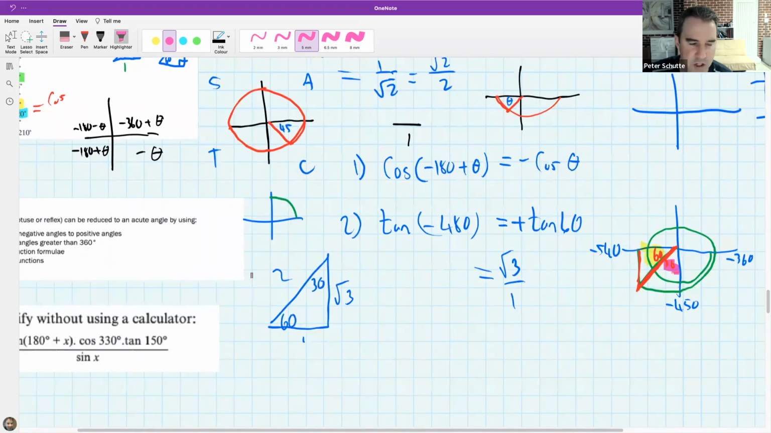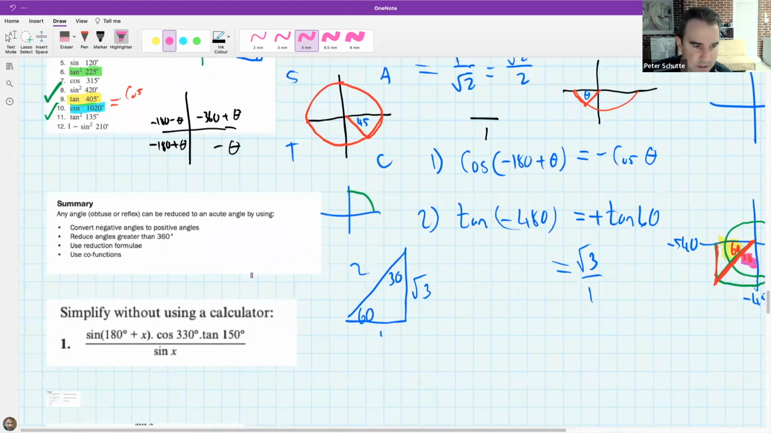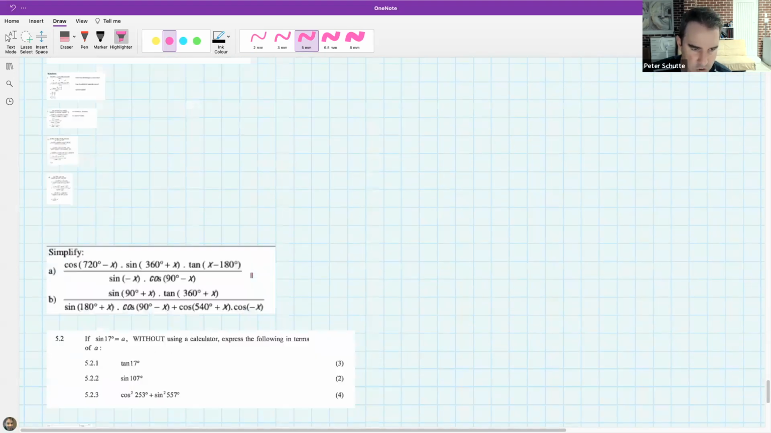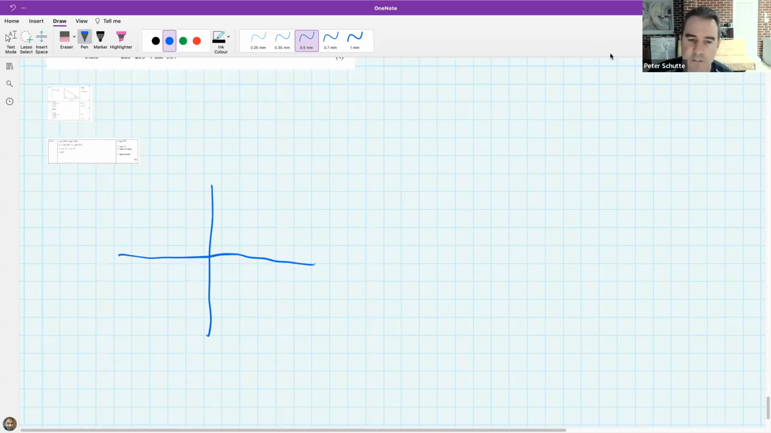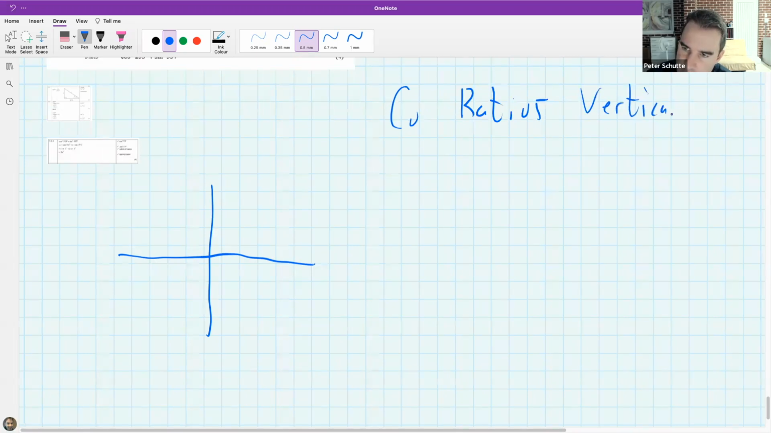Now, just before we finish for today, I didn't cover something called co-ratios, or like how do you convert from sine to cos? I will do a little bit of that in the next lesson. I'm going to move lessons around a little bit, but if you want to reduce something using a co-ratio, when we talk about co-ratios we use the vertical axis, okay? Whereas the normal reduction formula uses the horizontal.